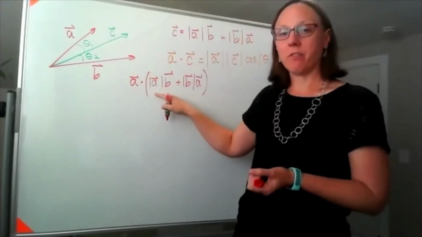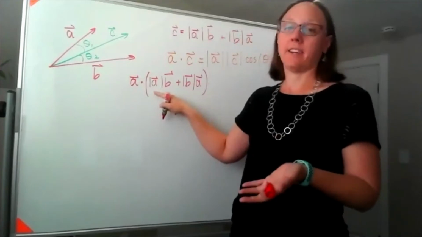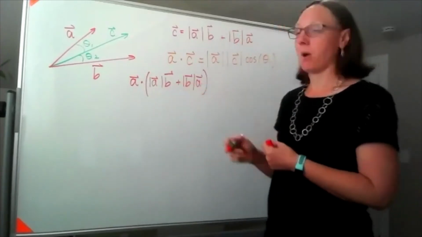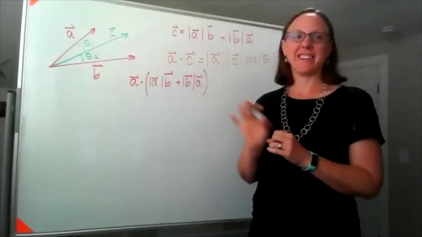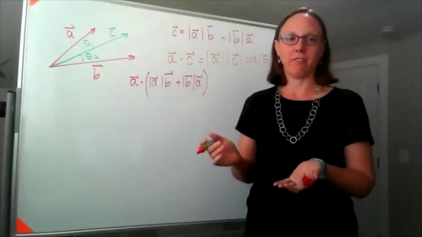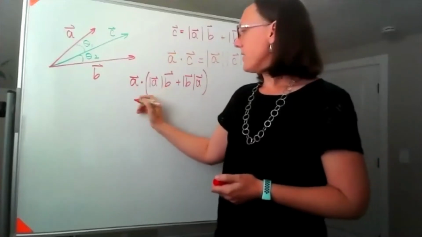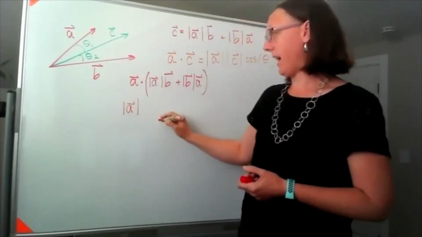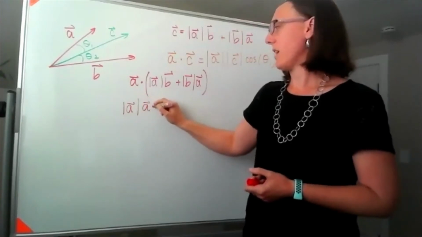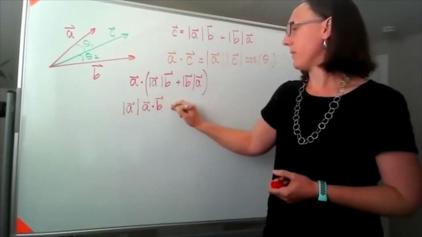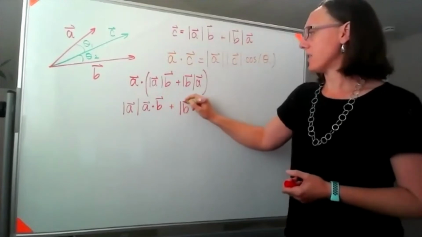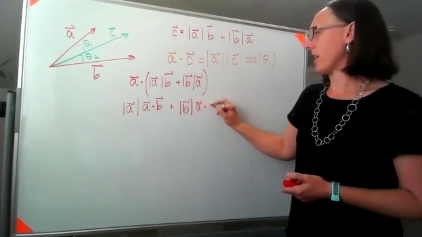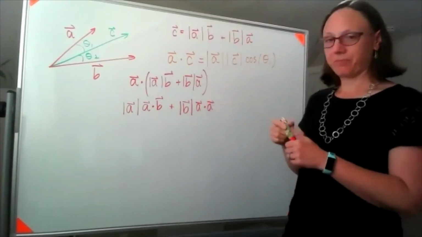Now the magnitude of A, that's not a vector, it's a constant. So one of our other properties in terms of dot product is that if I have a constant, I can just push that out to the front. So distributing this through, I'd have the magnitude of A times A dotted with B plus the magnitude of B times A dotted with A.